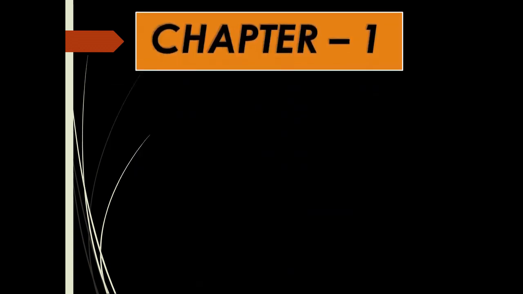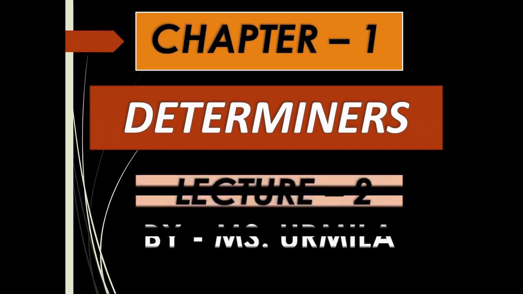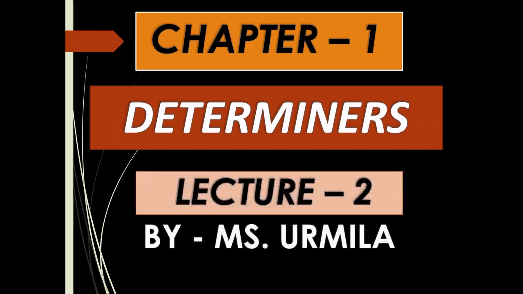This video is for class 8 subject English grammar and it is taken from the book PC Wren. This is our chapter number 1 and the name of the chapter is Determiners. This is my lecture number 2. As I have already explained to you the meaning and kinds of determiners in lecture 1, let's have a quick recap of meaning and kinds of determiners.